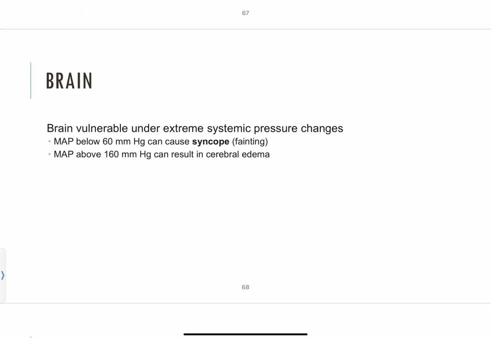So if the blood pressure gets too low, for example, our mean arterial pressure drops below 60 millimeters of mercury, it can actually lead to syncope or fainting. If our pressure gets too high, where the mean arterial pressure is greater than 160 millimeters of mercury, you can actually risk cerebral edema or brain swelling.